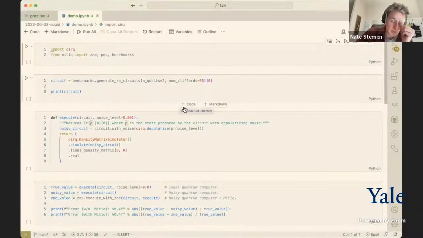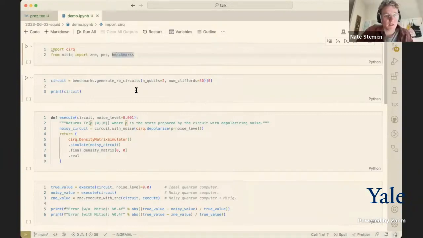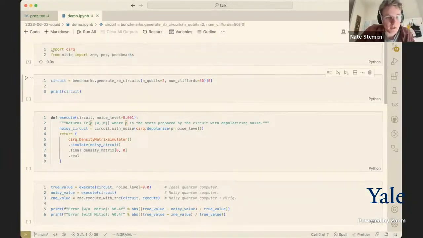All right, so we're just going to walk through what it looks like to actually run zero noise extrapolation and probabilistic error cancellation on very simple examples using Mitiq. So we're just going to do our imports first. We're going to do everything working in Cirq. That's one of the easier ones.